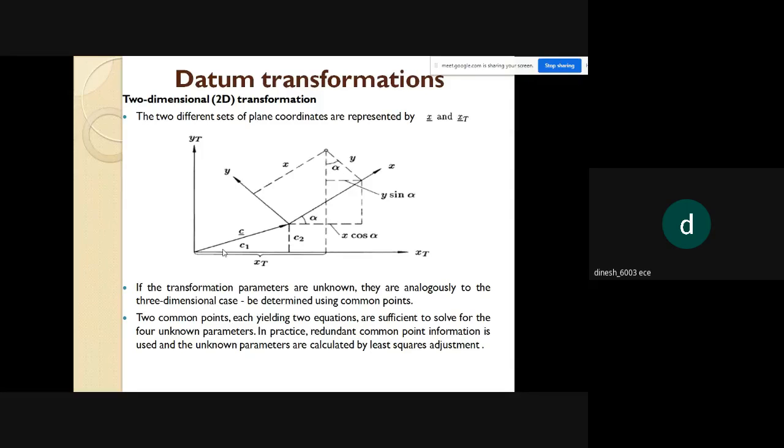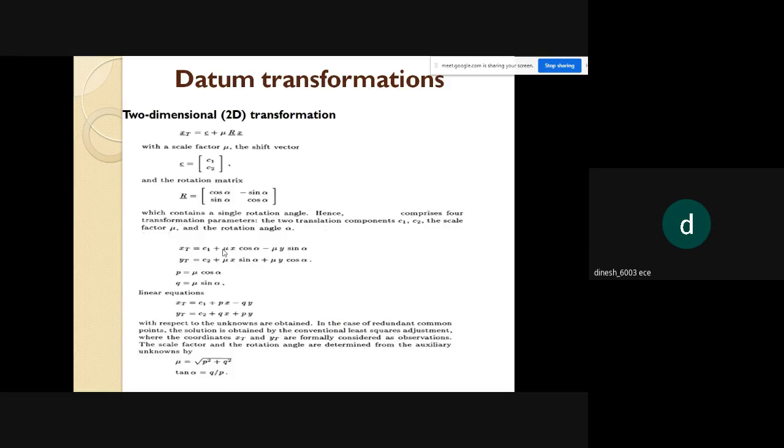Now coming to 2D transformation, where we have only two dimensions, with two sets of plane points represented by x and xt, where the transformation parameters are unknown. In the three-dimensional case, we used common points. Here we can use only equations. Two common points yielding four equations are sufficient to solve the unknown parameters using the same least squares method.